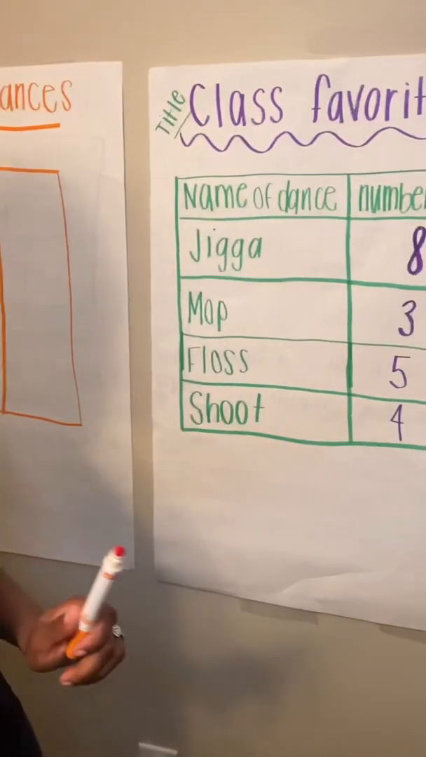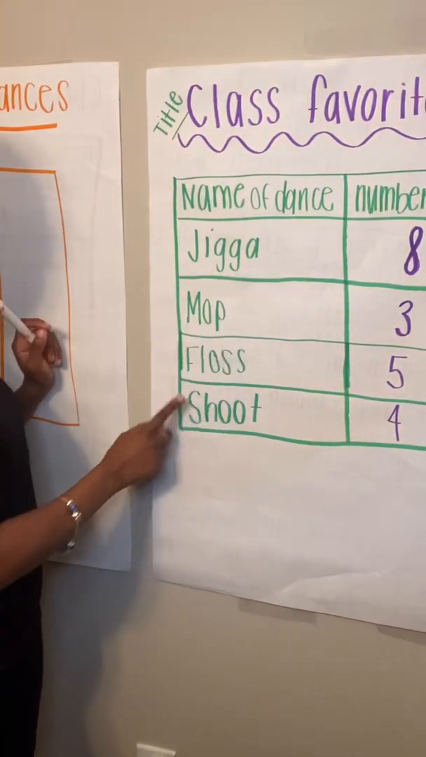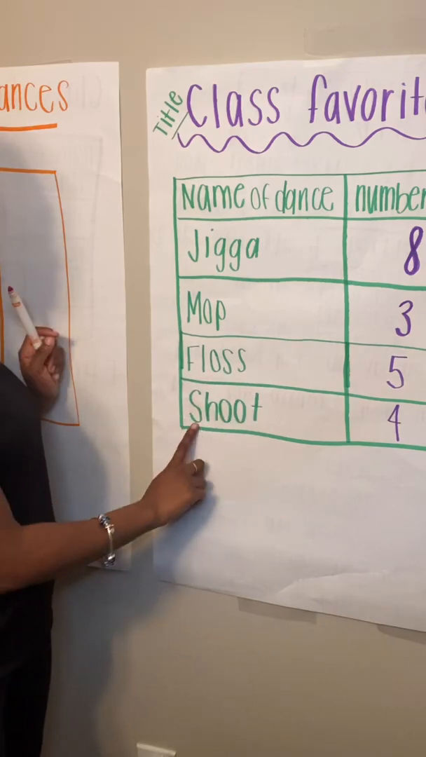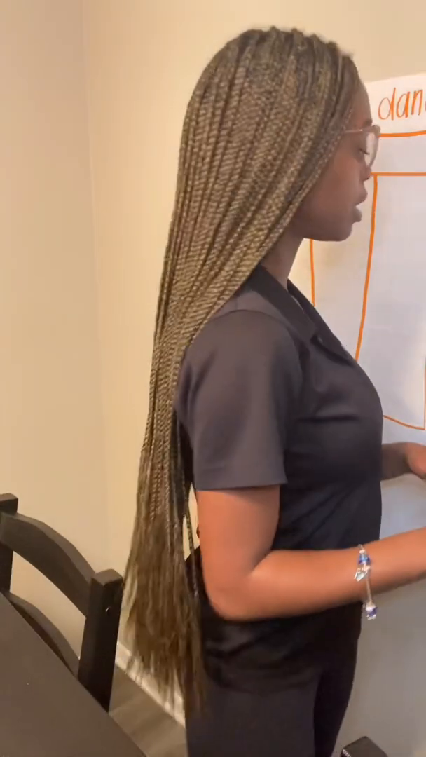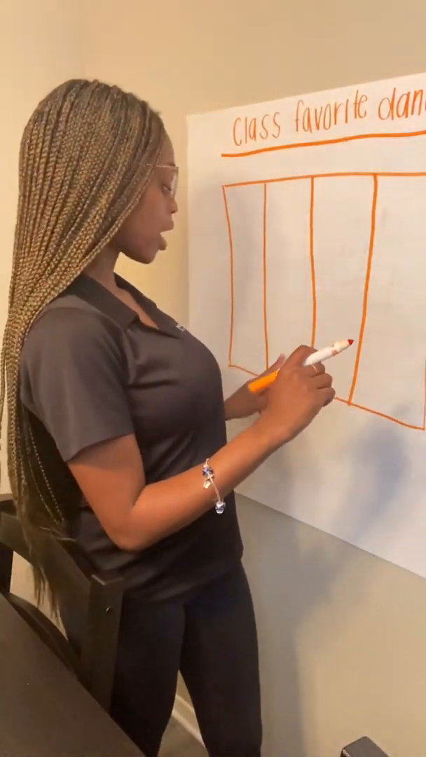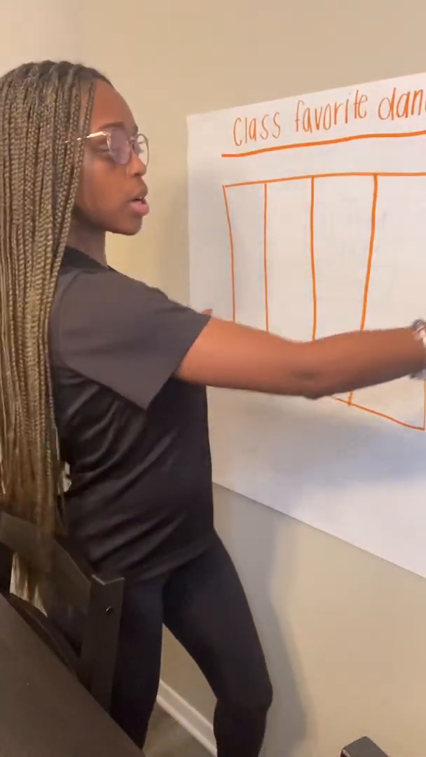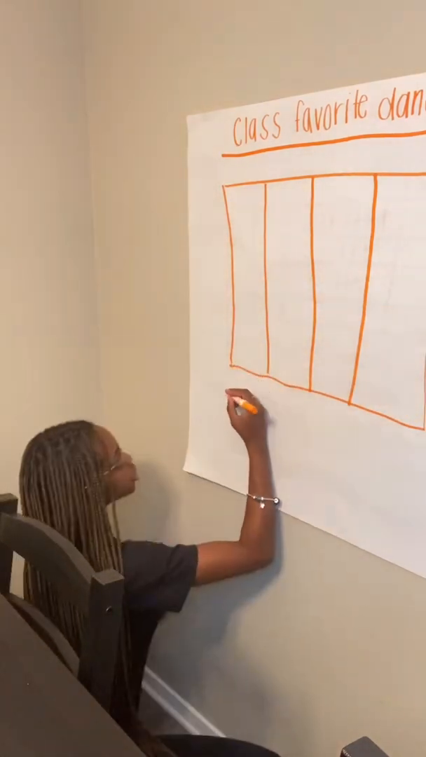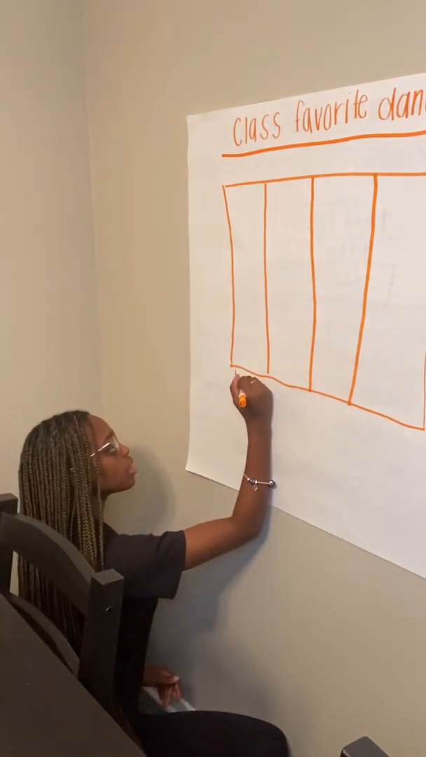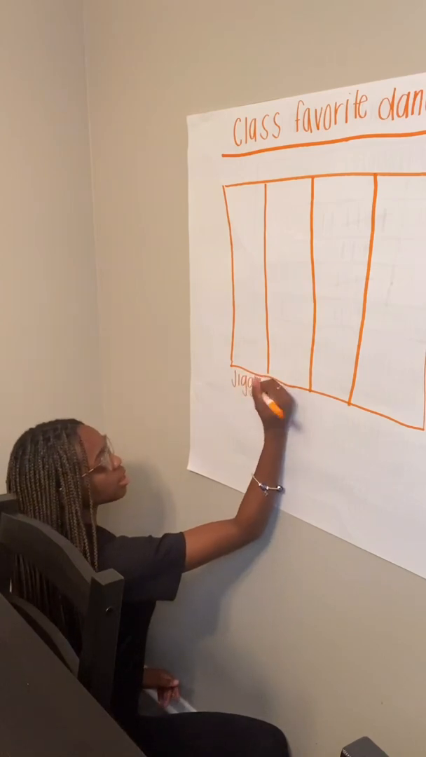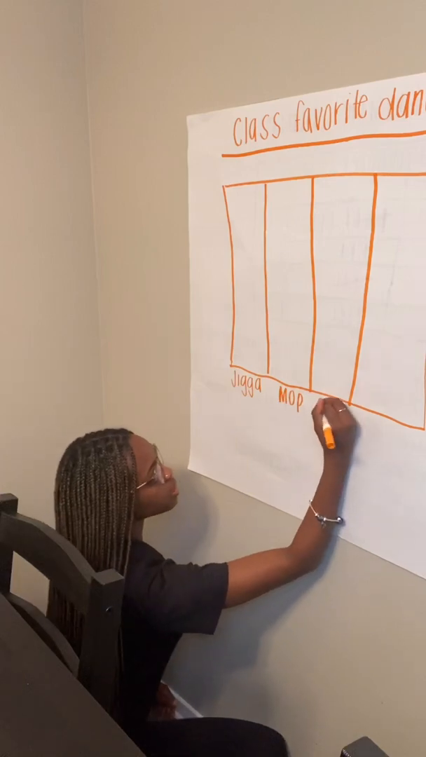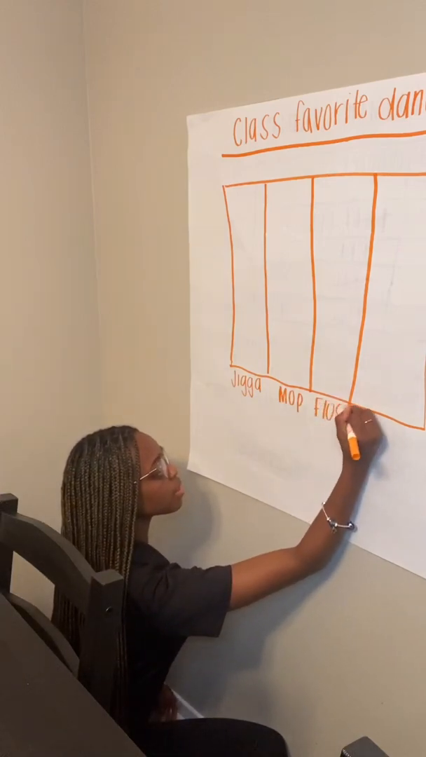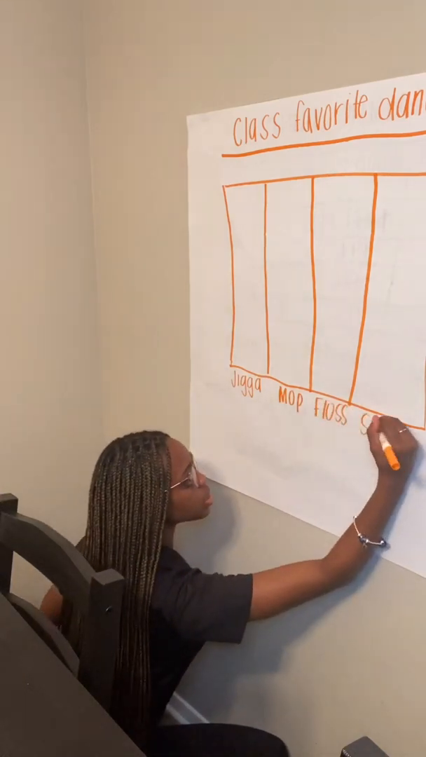Now, the next step is we have to label our categories. Our categories are already labeled right here. So we had jigger, mop, floss, and shoot. We are going to take those 4 categories and put them under each section that we just made. So our first one is jigger. So I'm going to write jigger underneath. The next one is the mop dance. The next one is floss. And the last one is shoot.